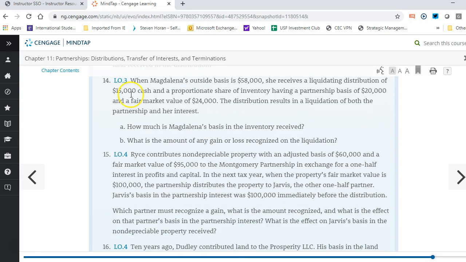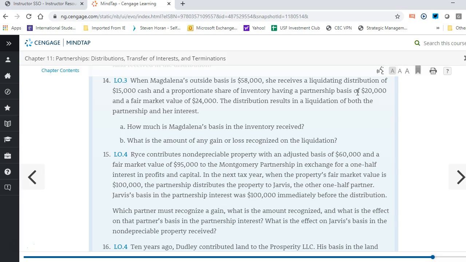14 is about Magdalena. Her outside basis is $58. She receives a liquidating distribution of $15 and a proportionate share of inventory, having a partnership basis of $20 and a fair market value of $24. The distribution results in a liquidation of both the partnership and her interest. Part A, how much is Magdalena's basis in the inventory received? Okay, so she gets the carryover basis of $20,000 right here.